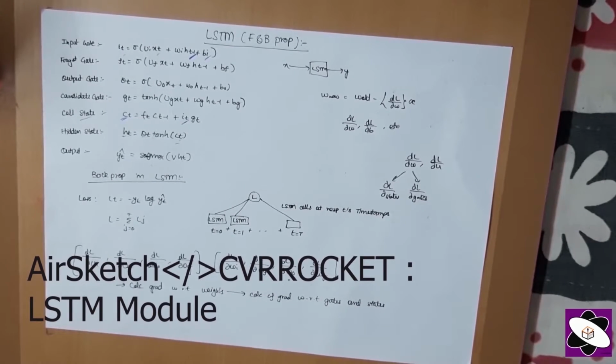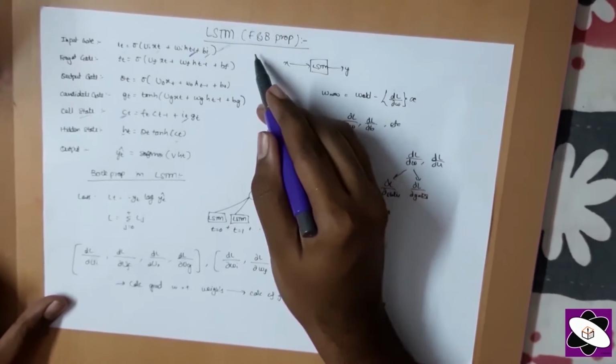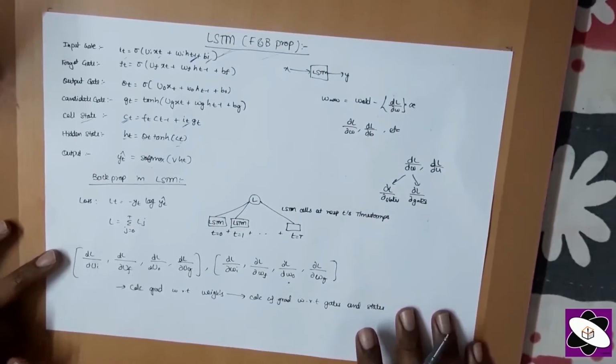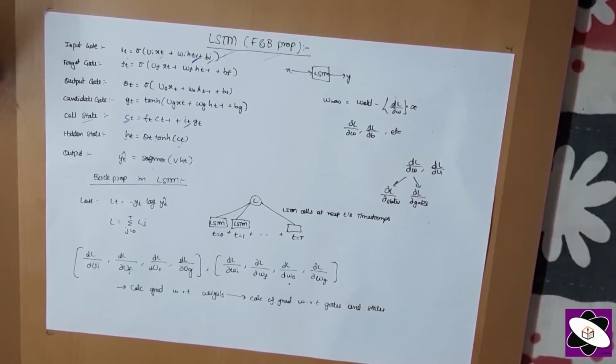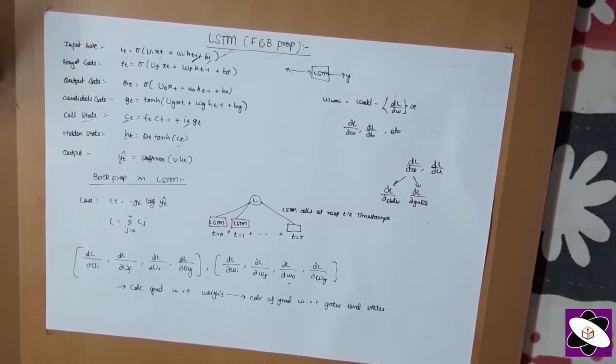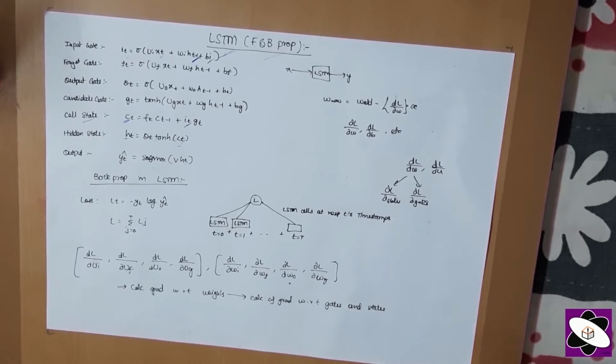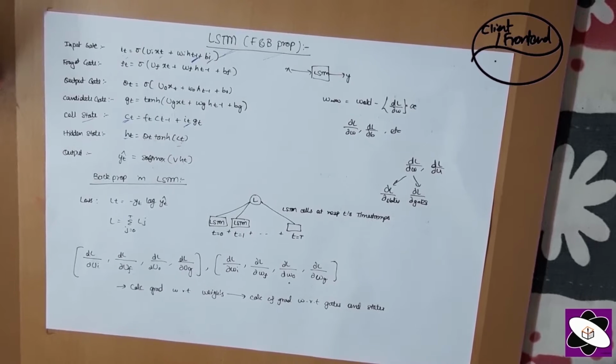Today in this video we are going to check out LSTM forward and backward propagation. For forward propagation, I'm just going to give some equations, and we will see backward propagation mainly because training happens there and that is how the neural network learns. So all those we will discuss here.